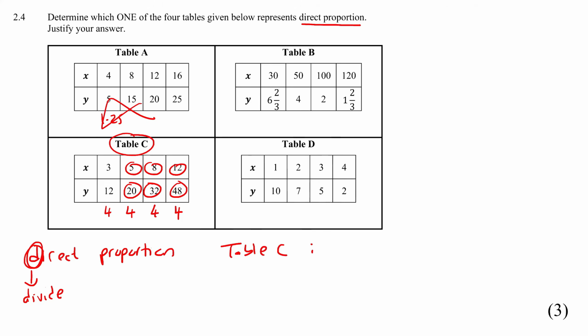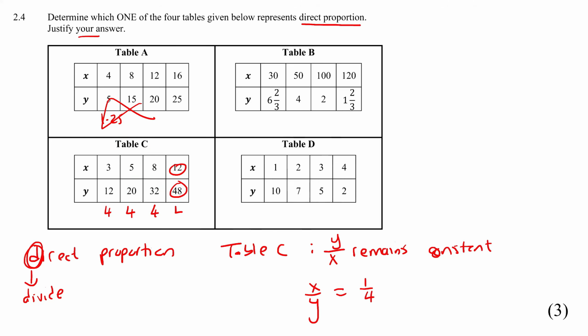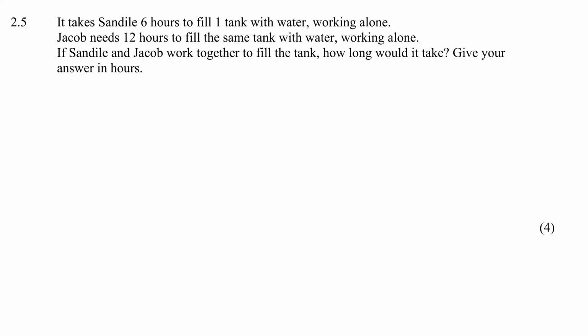And your reason, because they said that you must justify your answer, just say that y over x remains constant. You see how we kept getting 4, 4, 4, 4. You can also use x over y. You could also calculate x over y, and every time you would have ended up with 1 over 4. So for example, 3 over 12 gives 1 over 4. 5 over 20, 1 over 4. 8 over 32, 1 over 4. 12 over 48, 1 over 4. That's also allowed.